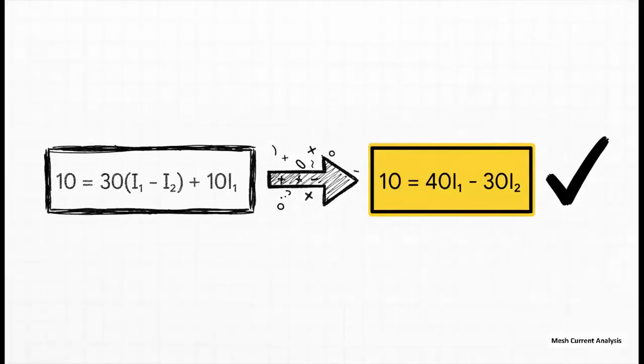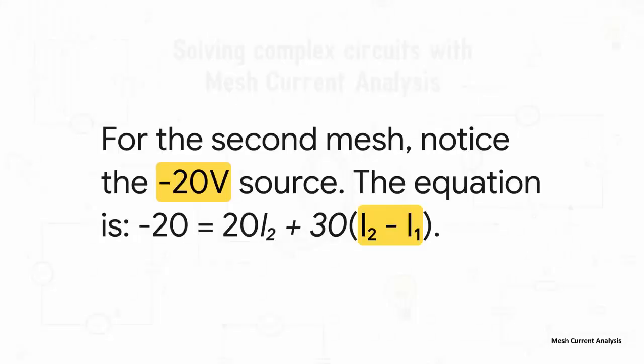We do a little bit of algebra to clean that up, and boom! There it is, our first clean equation. This single line represents the entire voltage relationship for that first mesh. 1 down, 1 to go. Okay, let's do the same thing for loop 2.